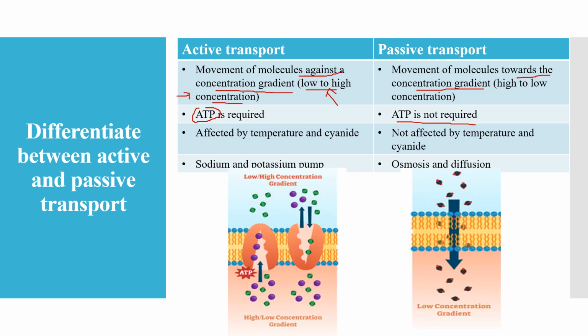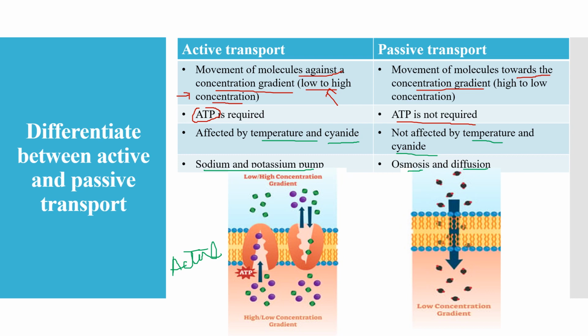The third point is that active transport is affected by temperature and poisonous substances, such as cyanide. If the temperature is fluctuating and a poisonous substance like cyanide is present, then active transport is disturbed. Whereas passive transport is not affected by temperature or any other poisonous substance. The examples of active transport are the sodium and potassium pump, whereas the examples of passive transport are osmosis and diffusion.